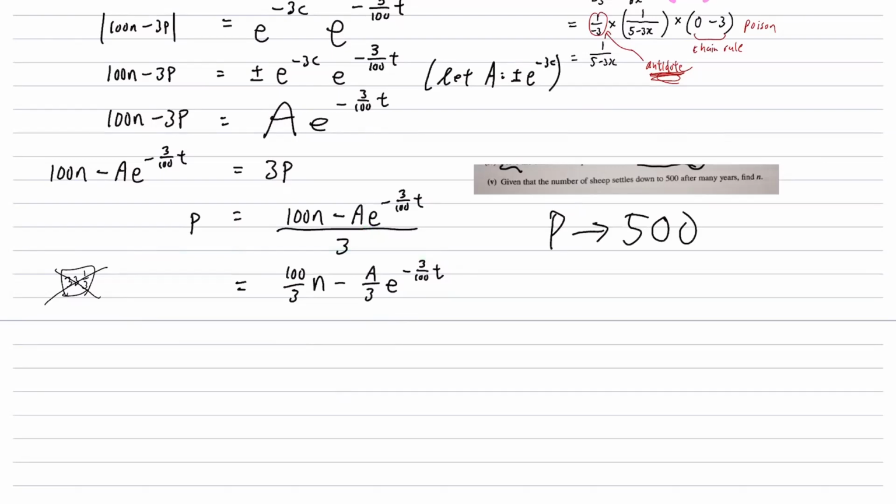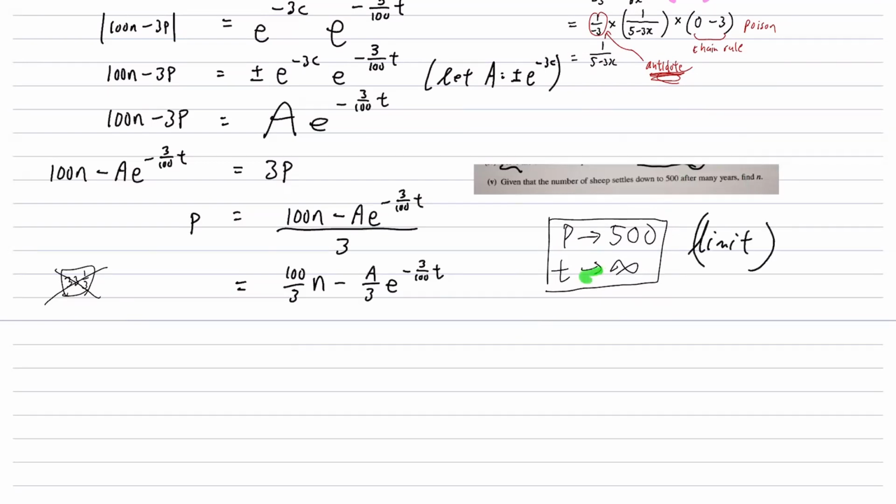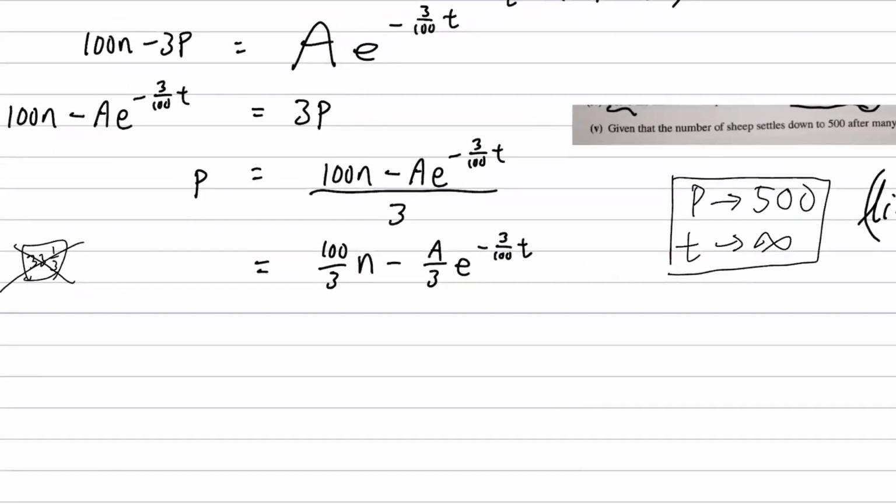What else? After many years means what? t goes to what? t tends to infinity. This is the initial condition they gave us. It's not an equal sign, it's a limit. You don't need to know limits, but just need to know that tends towards means it's a limit. It's going towards infinity. Let's take a look at this equation.